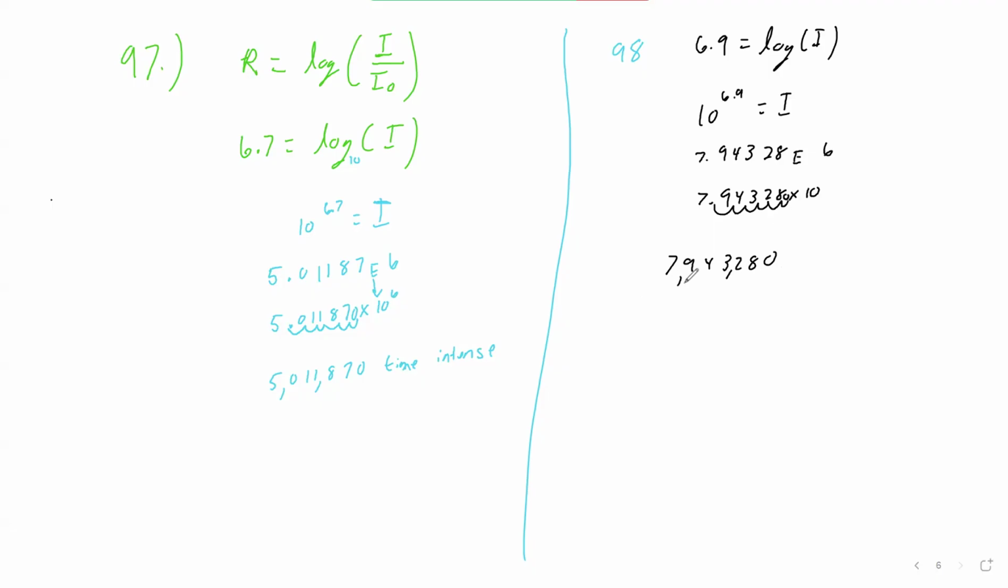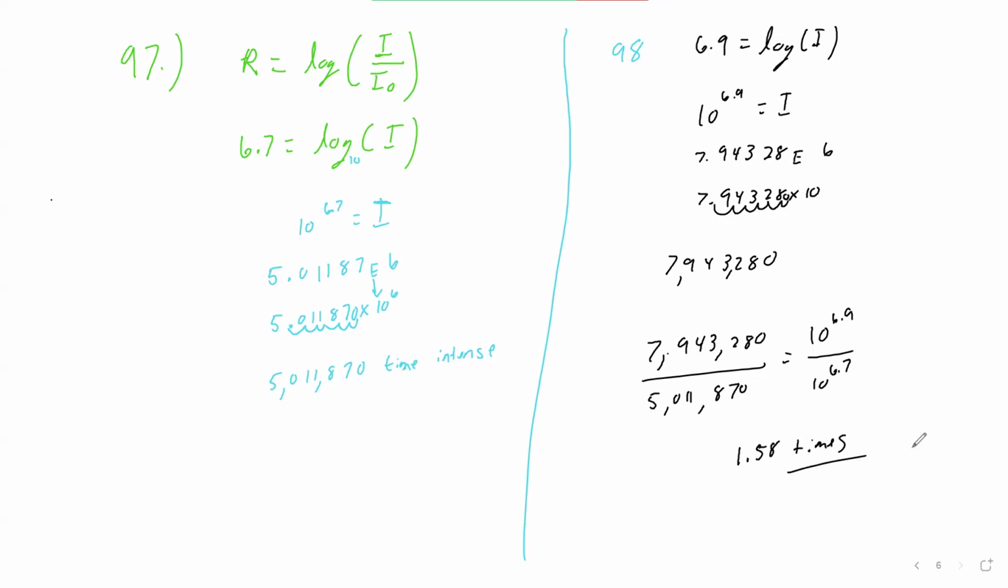So now that you have these two, you just divide them. You'll take 7, 9, 4, 3, 2, 8, 0 over 5, 0, 1, 1, 8, 7, 0. Or what you could do too is just say 10 to the 6.9 divided by 10 to the 6.7. Either one would work, because it would be the same answer. And we get approximately 1.58 times. So that was the intensity level, 1.58 times.